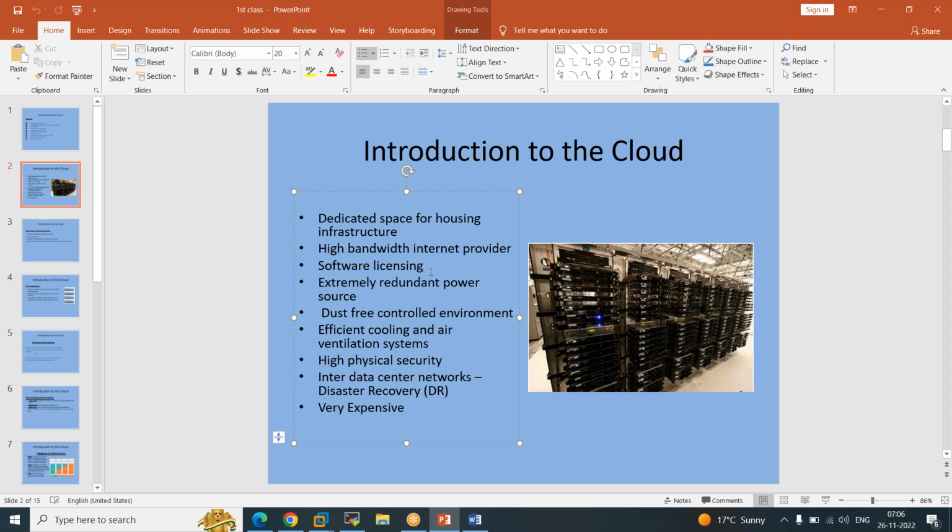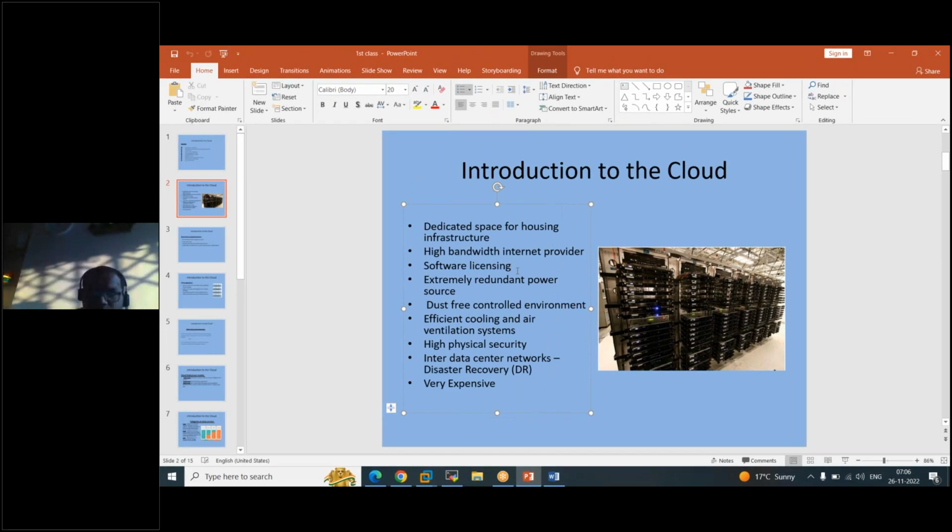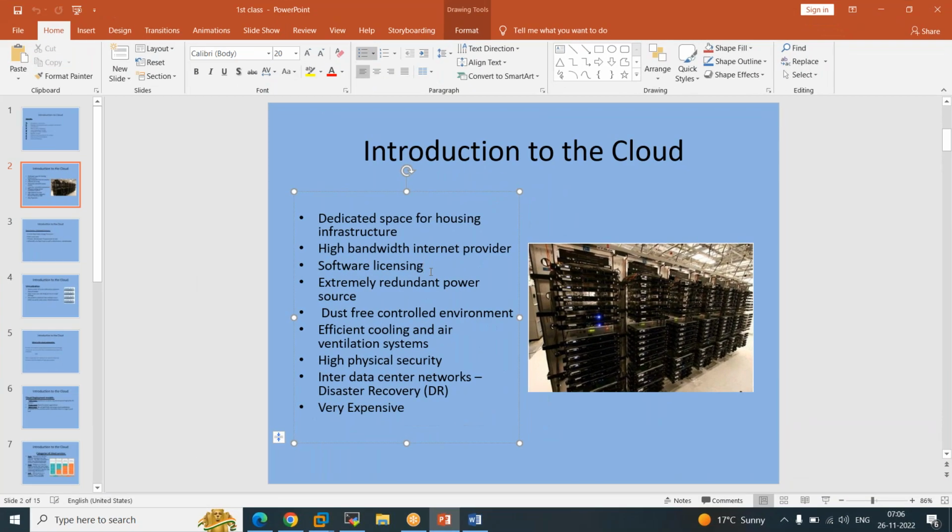Software licensing: to run any business we need different types of software. Some are licensed, some are open source. Some front end, middleware, back end, and you need equivalent technicians to support all these areas. So you have to recruit, you have to maintain the employees and everything, right? So it is not an easy thing to maintain on their own.